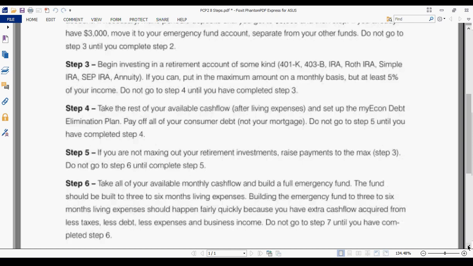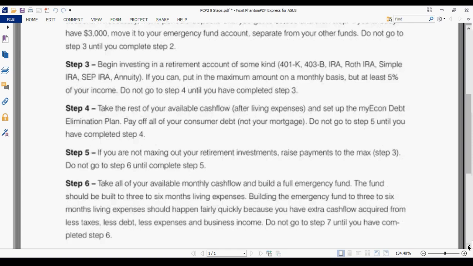This fund should be built 3 to 6 months worth of living expenses. We're going to scratch out that 3. 6 months worth of living expenses. Building the emergency fund to 6 months living expenses should happen fairly quickly because you have the extra cash flow acquired from lowering your taxes, adjusting your W-4, knocking out all of that debt outside of your mortgage, lowering your expenses, okay, and the business income. All of those are ways to increase your cash flow. Now you can build a full emergency fund.